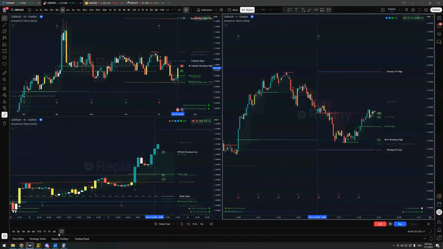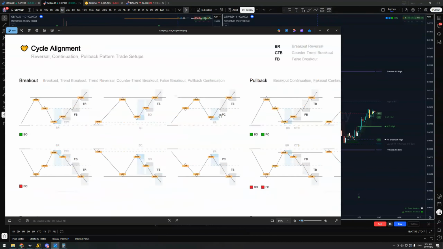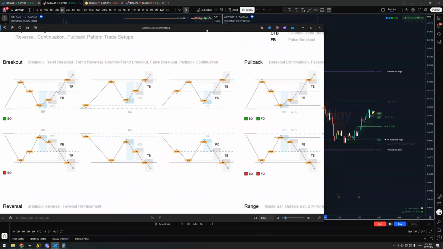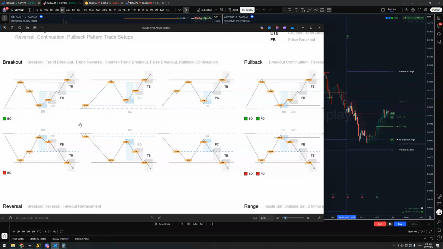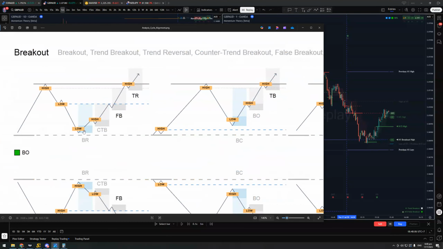So price did come down. So I'm looking for one of these patterns again. Most of the time, I'm looking for these sort of patterns on the breakouts. Favorite one again is this reversal pattern. This one right here, breakout reversal underneath that breakout level. This is an aggressive entry. Counter trend breakout is also an aggressive entry for me. And I prefer taking the flip of the breakout level.